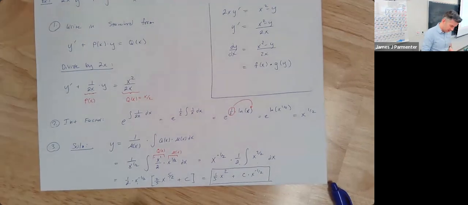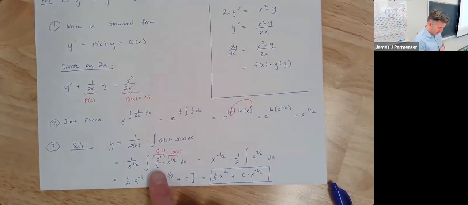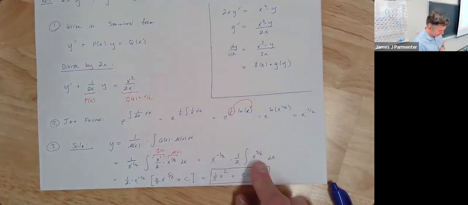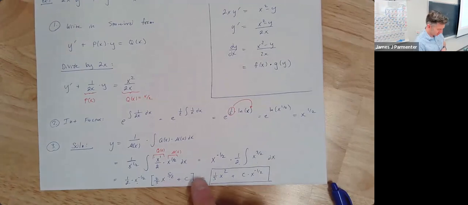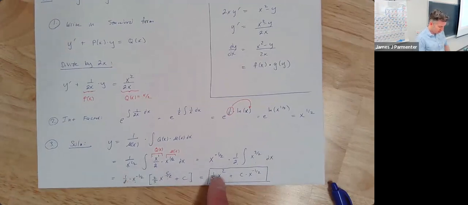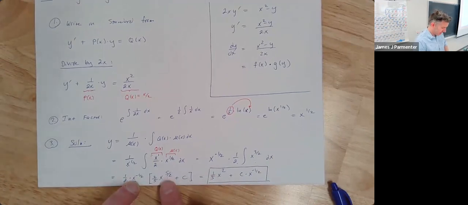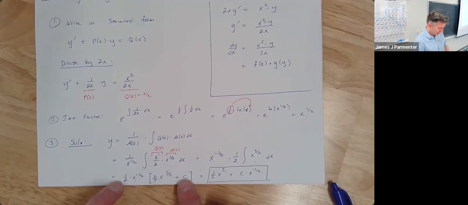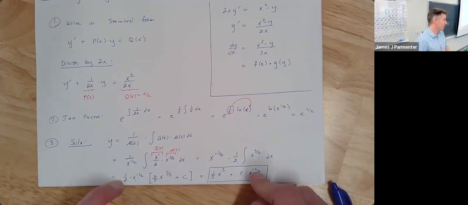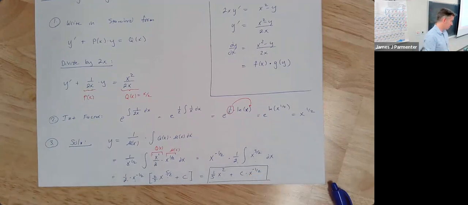And after that, we integrated the x to the 3/2 and got 2/5 x to the 5/2 plus c. And then we distributed the 1/2 x to the negative 1/2 to each term. 1/2 times 2/5 gave me 1/5. X to the negative 1/2 times x to the 5/2 gave me x squared, or x to the 4/2. And then when I multiply this by this, I got 1/2 c times x to the negative 1/2, but I said 1/2 c was just a new constant, and I called it c again, which is very, very typical.